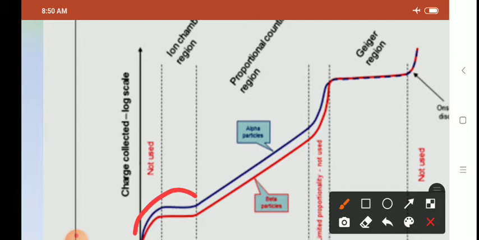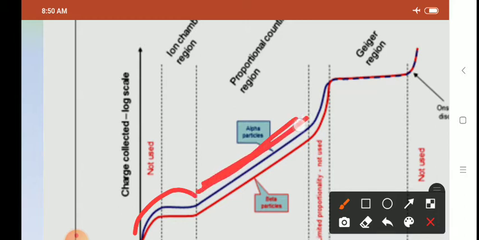When you further increase the applied voltage, what happens? There is a rapid increase in current. Ionization by collision is responsible for this. Here there occurs ionization of the gas in the gas filled chambers. So ionization of gas particles occurs because of collision.